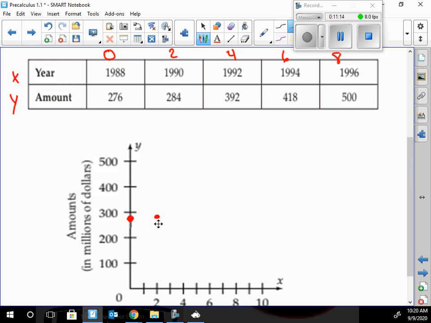Is there a huge difference between these two? No, because it's only a difference of 9, and if we look at our y-axis, it goes up by 100. Year 4 is 392. Year 6 is 418. And year 8 is 500. So that's a scatter plot. Each point that I drew corresponds to one set of the data.